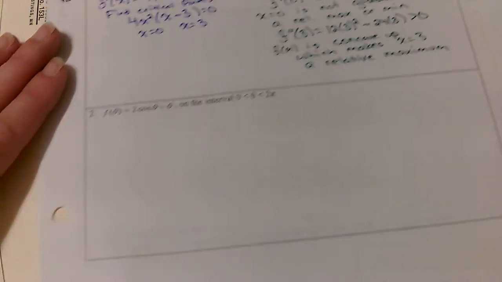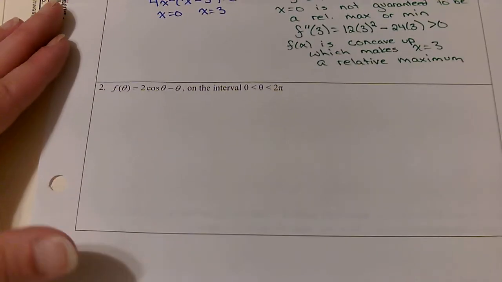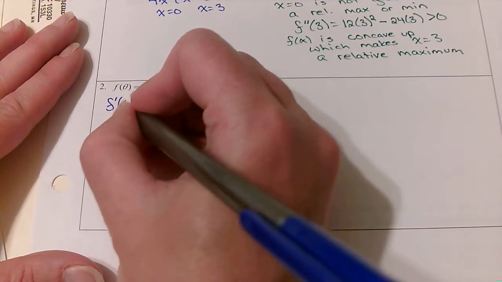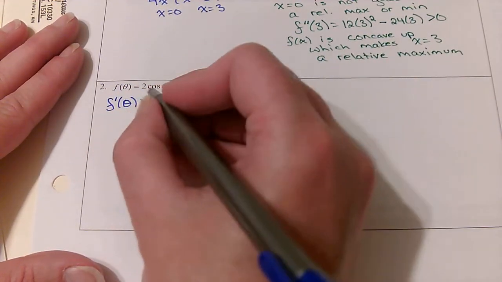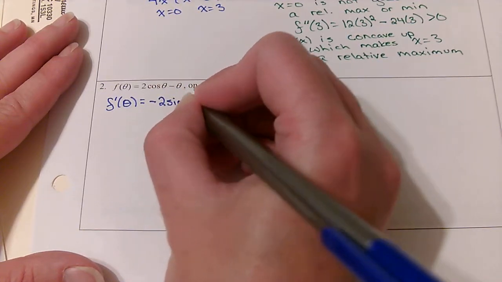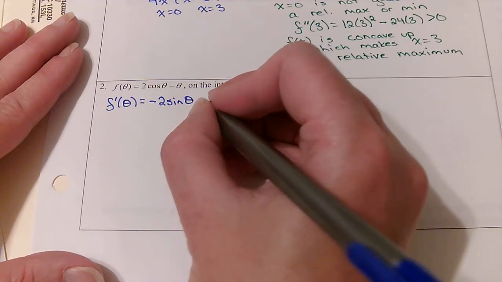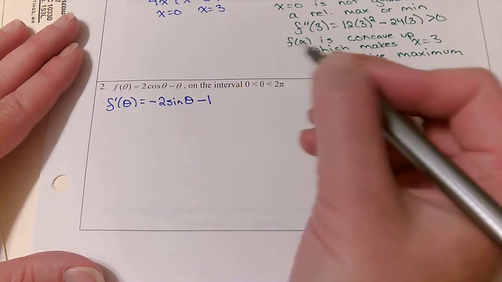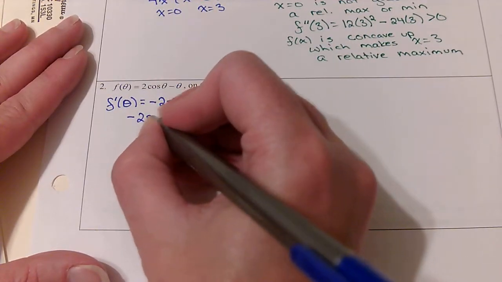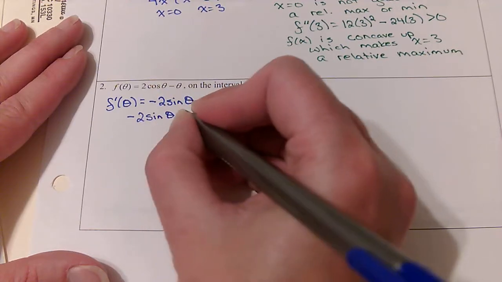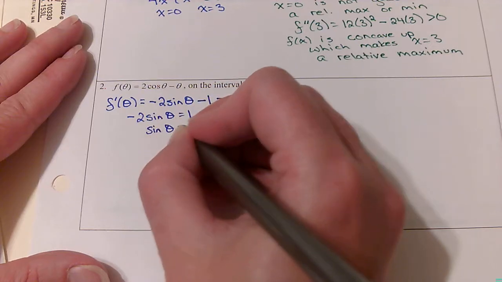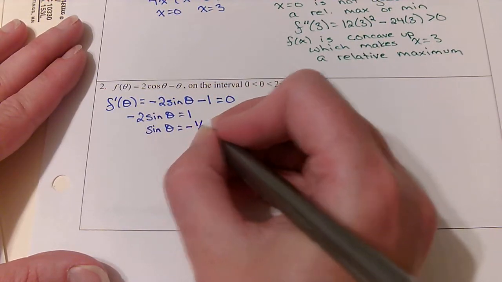Oh, let's go ahead and do the last one. Oh, especially because you love doing trig functions so much. First derivative. Derivative of cosine is negative sine, so it's going to be negative 2 sine theta minus 1. I'm trying to find my critical points. I'm going to set that equal to 0. Negative 2 sine theta equals 1. So sine theta equals, divide by negative 2, you get negative 1/2.